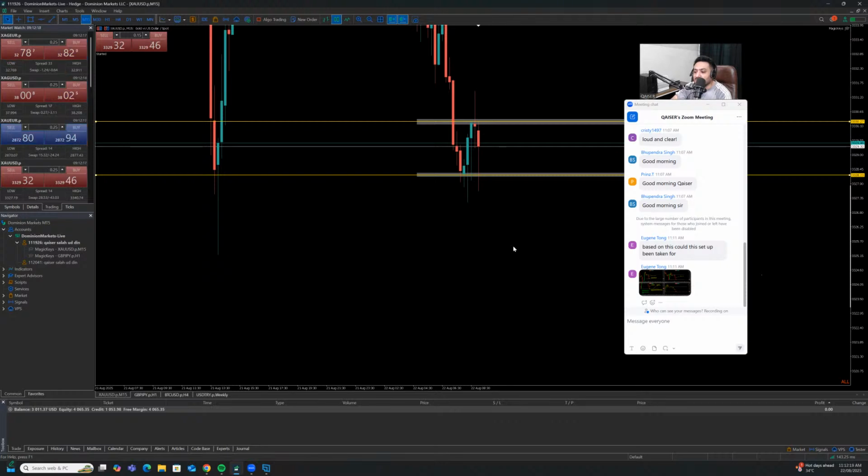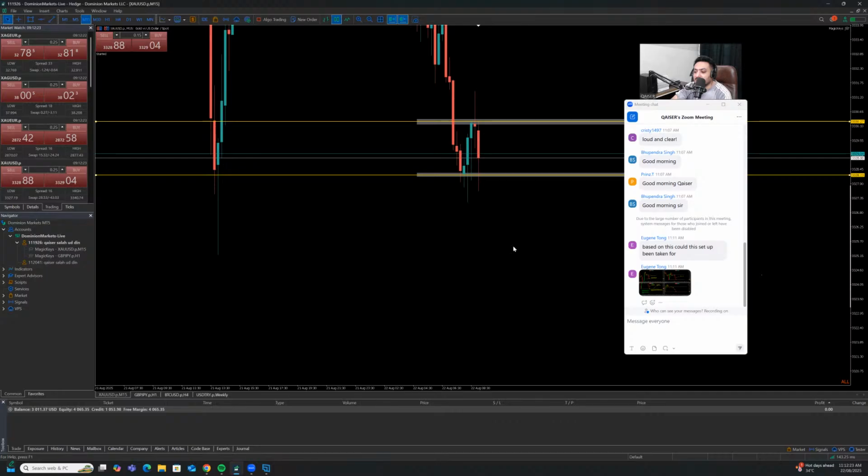What lot size should I use in a 10k prop challenge? For 10k, it should be like 0.20.